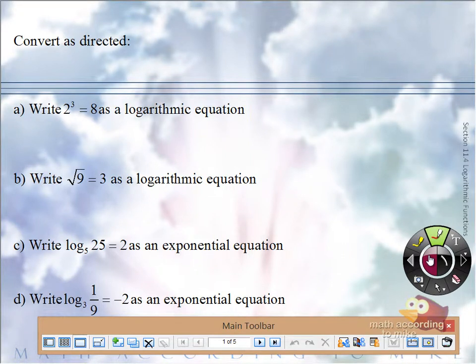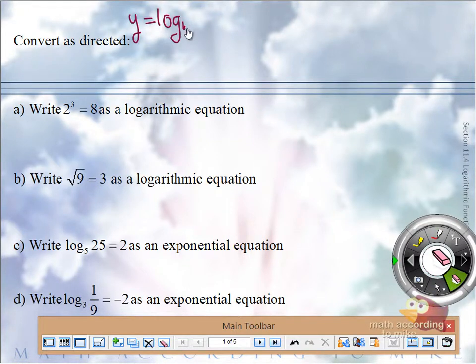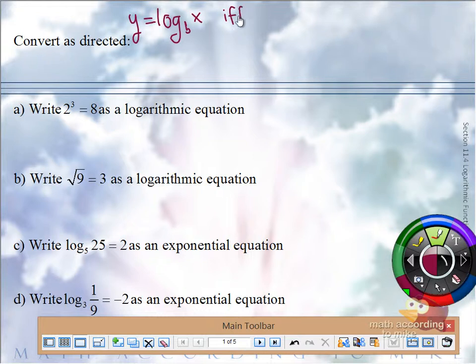All right, so let me write it up here. y equals log base, I'm so sorry. The one book we use an a, this book we use a b. y equals log base b of x if and only if x equals b to the y.